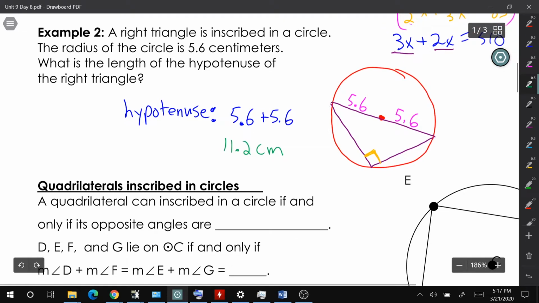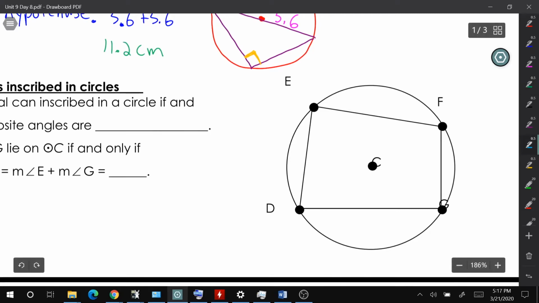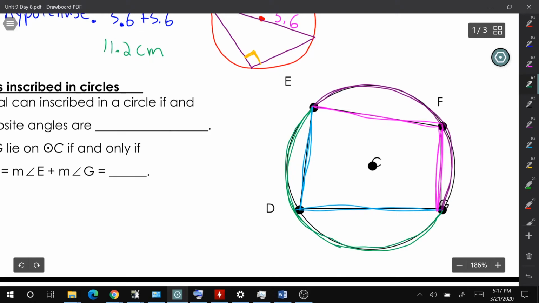Alright, so we can use that information to apply this to quadrilaterals. So in this picture, you see we have this angle right here that goes with this arc, and then we have this angle here that goes with this arc, and you see that if we were to combine those two arcs, we get the full circle, and the full circle is 360 degrees.